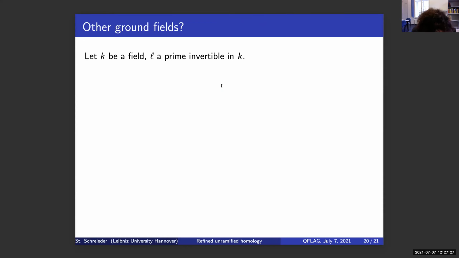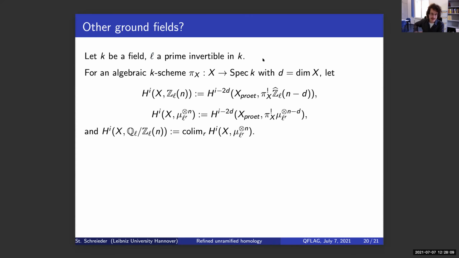Okay, and instead I want to use the last 4 minutes to say a little bit about other fields, because there is something interesting going on there, I think. So the story that I explained, what it needed to work was a cohomology theory, a Borel-Moore homology theory in fact, with some basic properties. And this works essentially over any field K, at least if we work l-adically, so we fix a prime l invertible in K. Okay, and then I look at an algebraic K-scheme X with structure morphism pi: X to Spec K, and let d be the dimension.